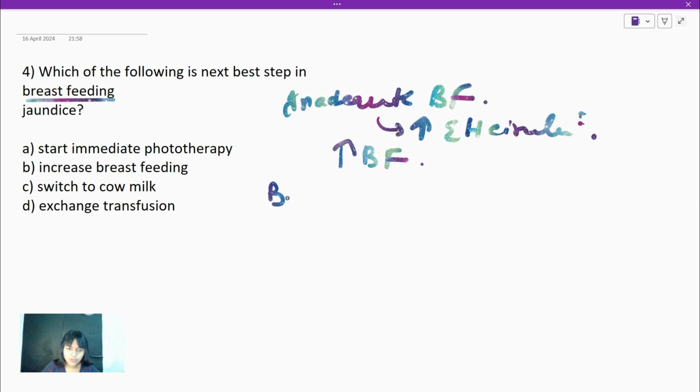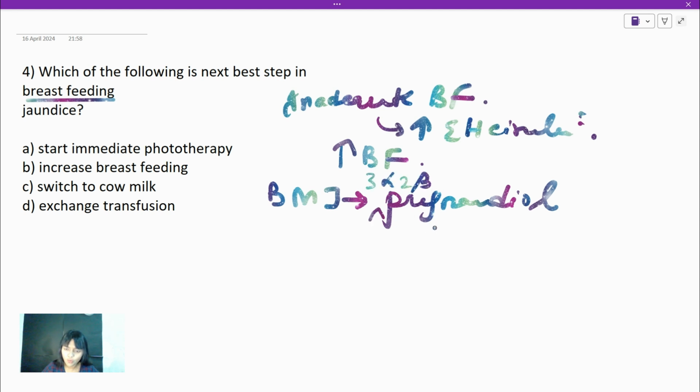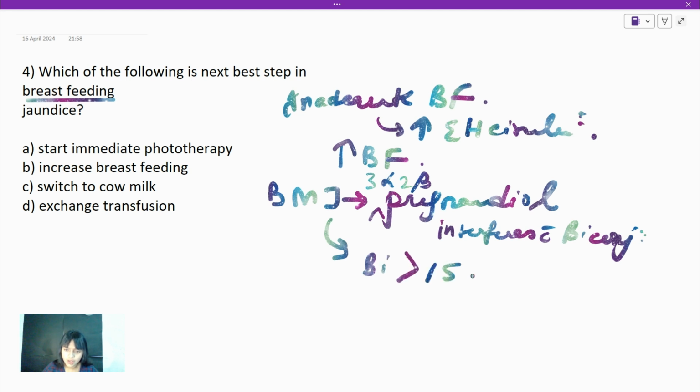Then you often get confused between breastfeeding jaundice and breast milk jaundice. So in breast milk jaundice, what happens is there is a certain substance in the breast milk called pregnanediol. Yes. Okay. So basically it is 3 alpha 20 beta pregnanediol. Okay. What it does, it interferes with the bilirubin conjugation. Okay. So here the serum bilirubin might increase to more than 15. Okay, thus sometimes needing phototherapy.